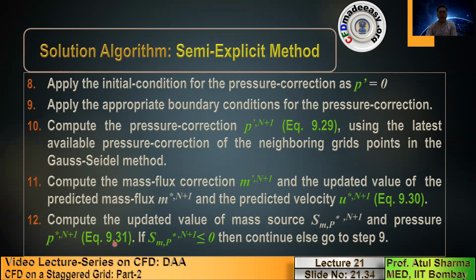Then you compute the updated values of mass source and the pressure. And after each iteration, you check for this mass source until it approaches 0 or epsilon. If it is not, then you have to go back to step 9. So the iterations go on, and inside this iteration, you have a series of equations. First for pressure correction, then for mass flux correction, the function of pressure correction, then the updated value of M star, U star, the new iterative value of mass source, and then you finally check. So here we are following all the steps that were presented in the philosophy.